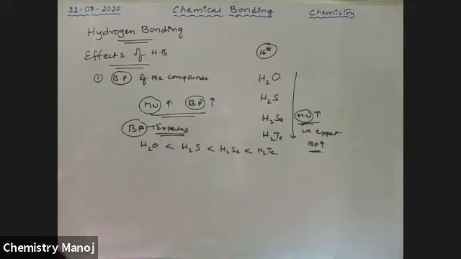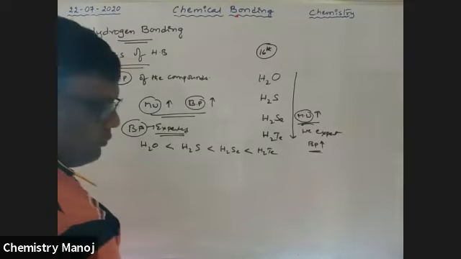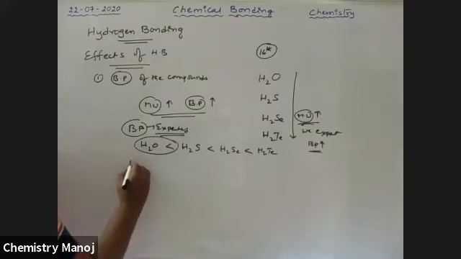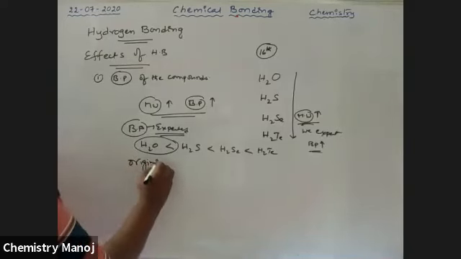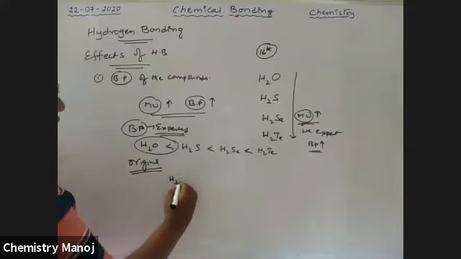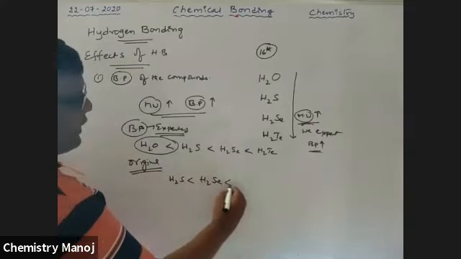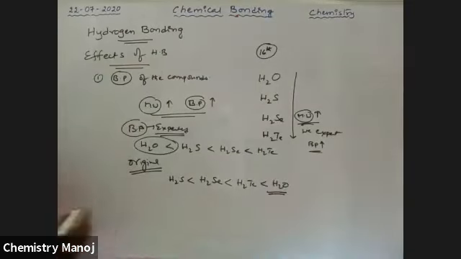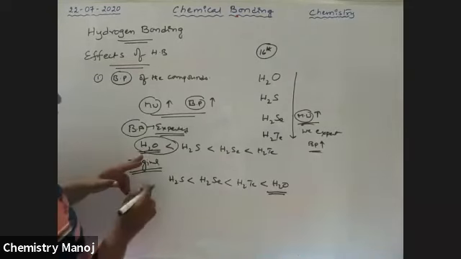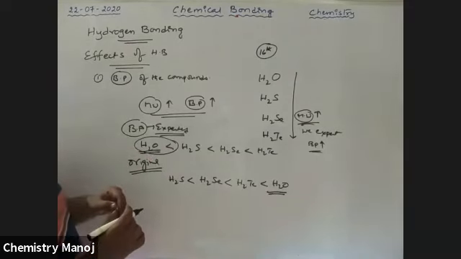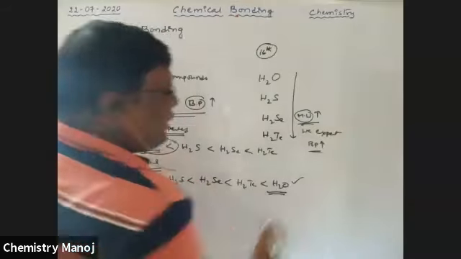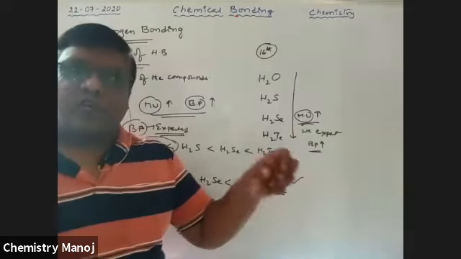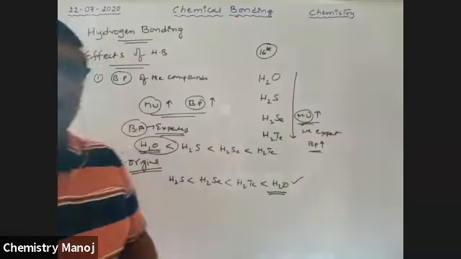Expected boiling point. So the original values: H2S less than H2Se less than H2Te less than H2O. Actually, we expected H2O to have the lowest boiling point, but H2O has the greatest boiling point.